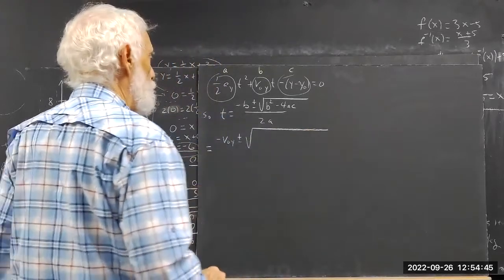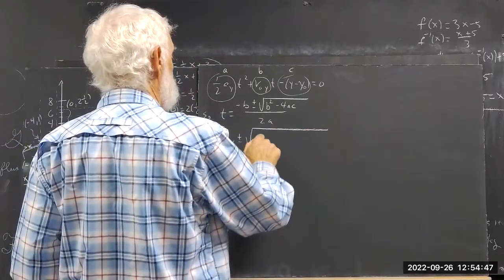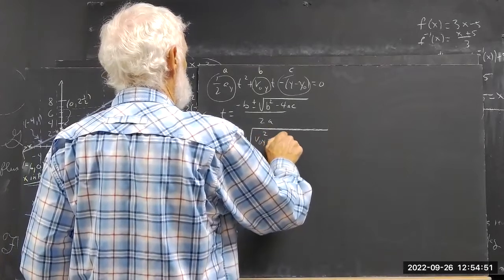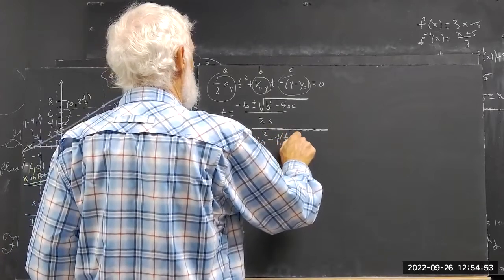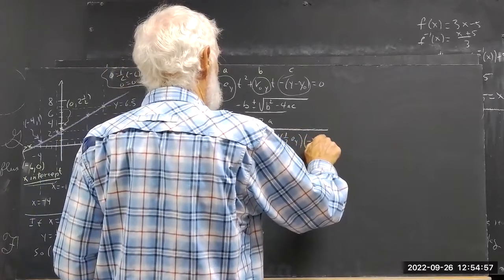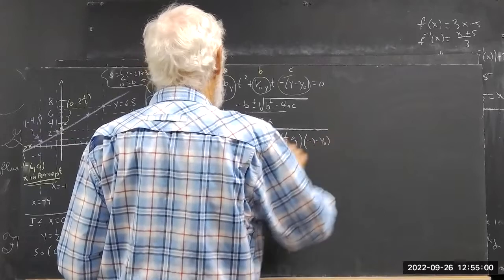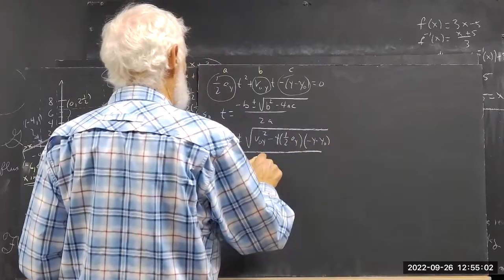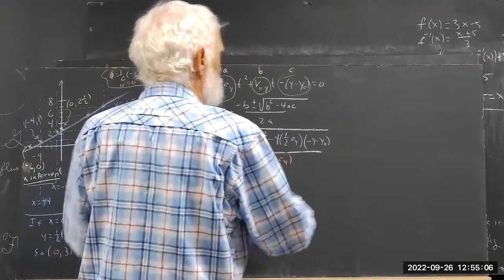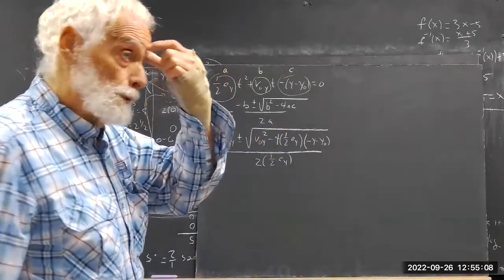Get negative V naught y plus or minus the square root of V naught y squared minus 4 times 1/2 a y times negative y minus y naught, all divided by 2 times 1/2 a y. Just straightforward plug in to the quadratic formula.